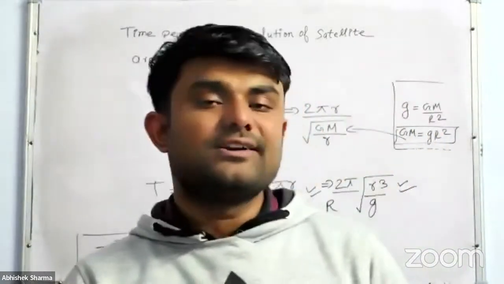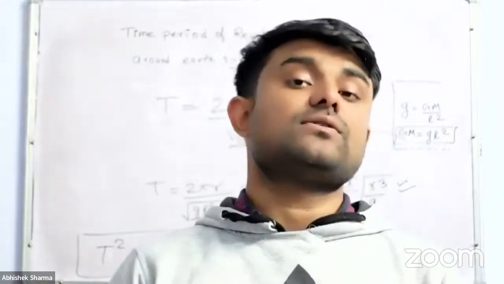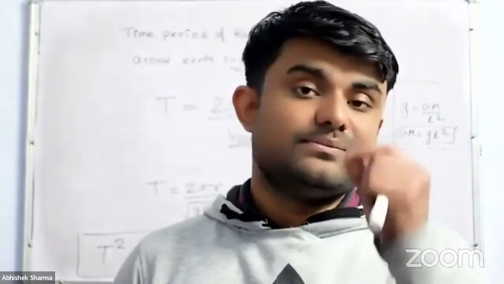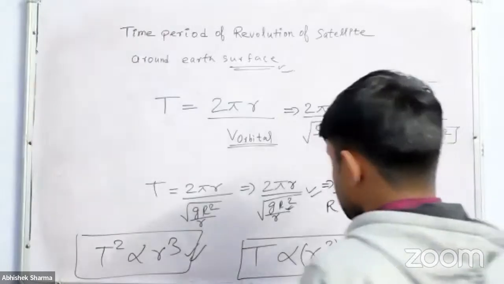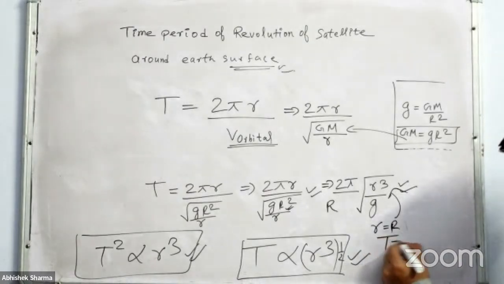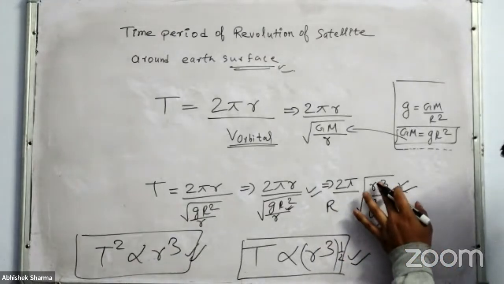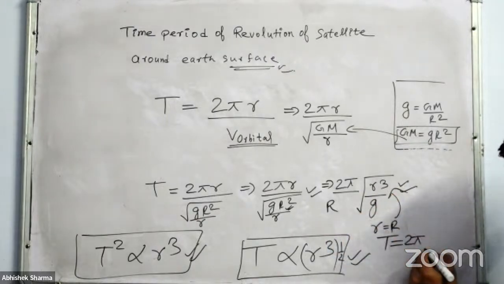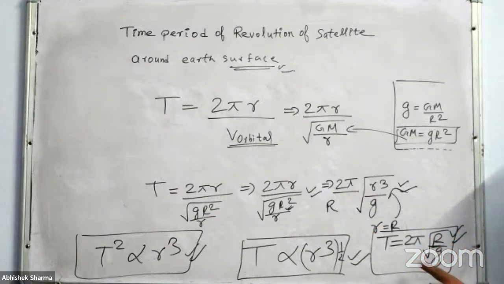Now we'll do a little modification in this. Suppose the particle is on the Earth's surface. So small r will be equal to the radius of the Earth. Let's do the manipulation. For this, the formula is time period equal to 2 pi under root capital R by g. This is for the Earth's surface.